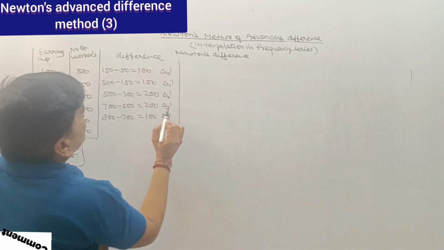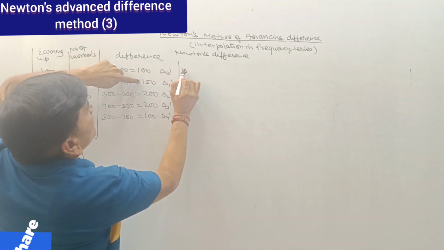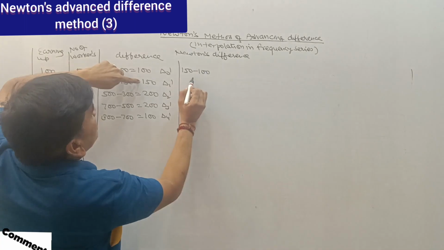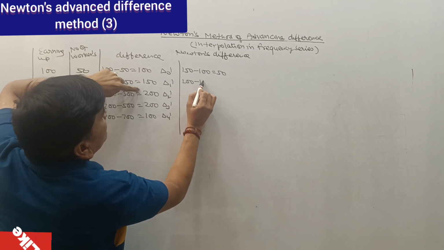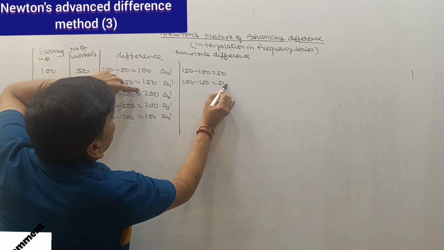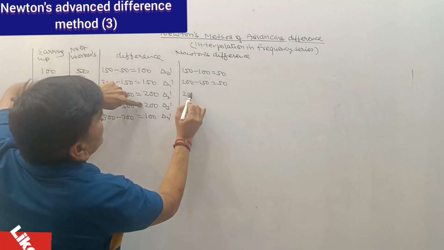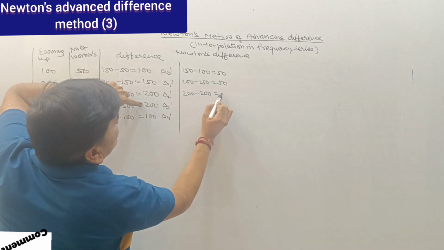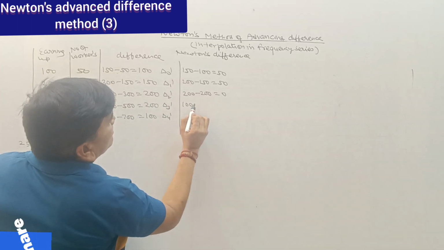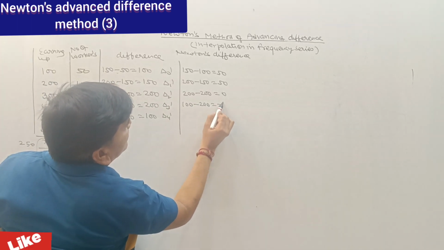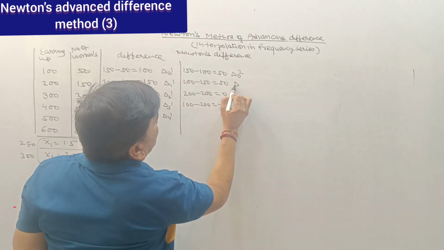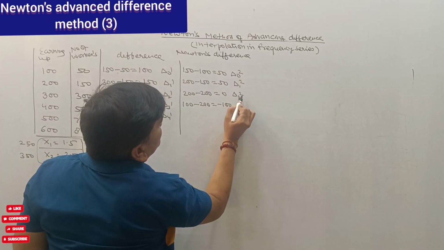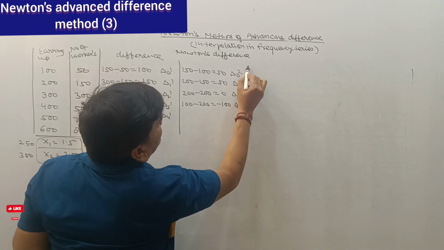This is the first difference. Now the second difference: 150 minus 100, that is 50. 200 minus 150, that is also 50. 200 minus 200, that is 0. 100 minus 200, that is minus 100. Delta 02, delta 12, delta 22, delta 32.